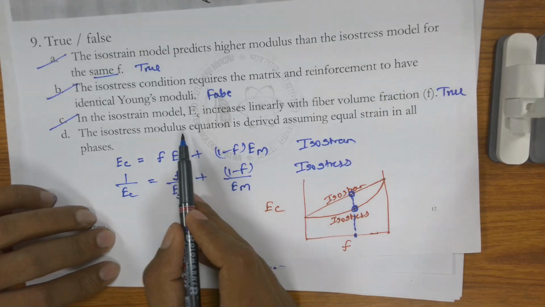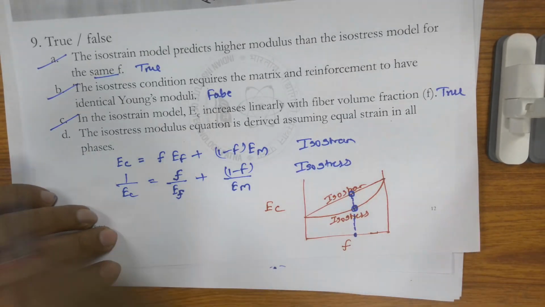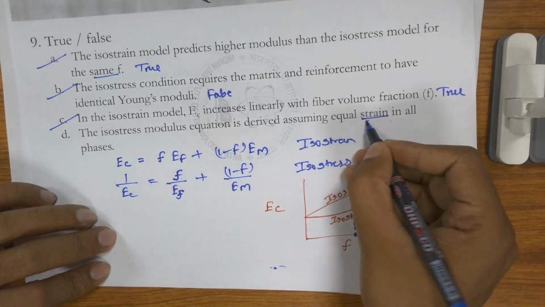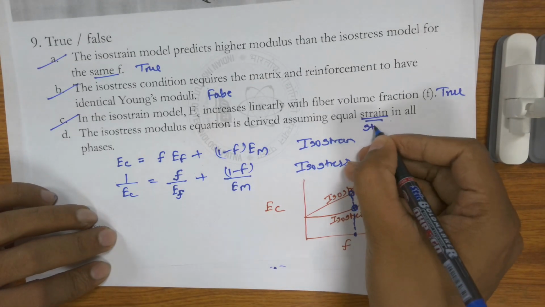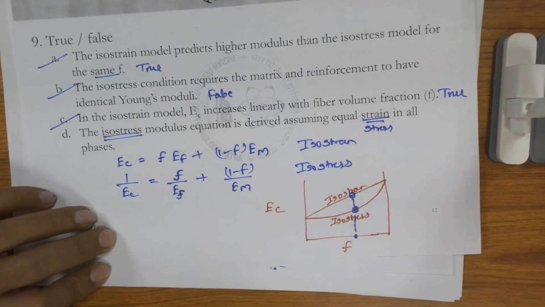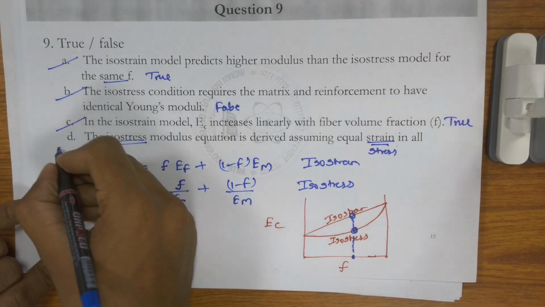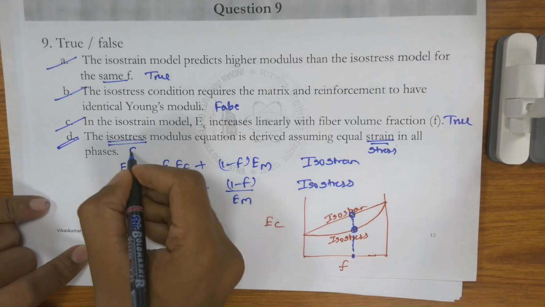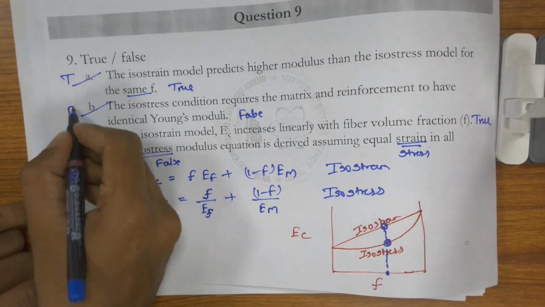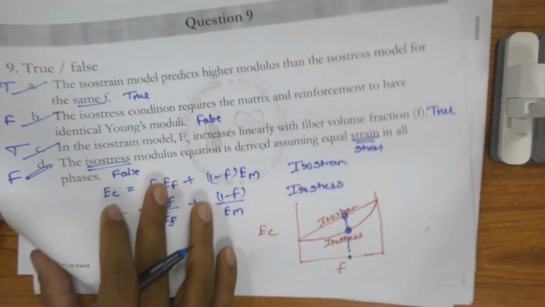The isostress model equation is derived assuming equal strain in all the phases. No, not equal strain. It is equal stress. So here we assume that equal stress is applied onto the different phases. So with that we have solved this. So it's false. True, false, true, and false. Let's move to question number 10.